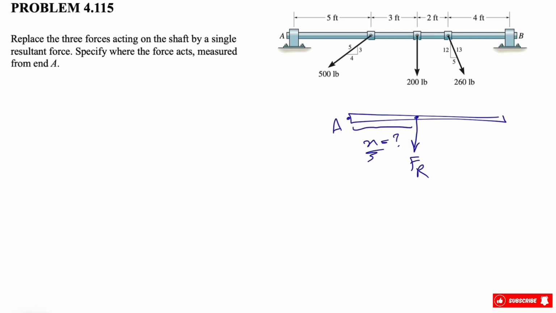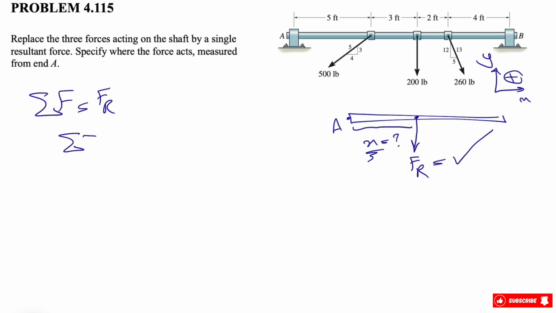So the first thing that we need to find is Fr, and for that we need to find the sum of all forces. Let's consider the positive side for our x and y in this direction, and we can go with the sum of all forces in x and y direction. So we'll start with the sum of all forces in x. Let's see what we have for x.